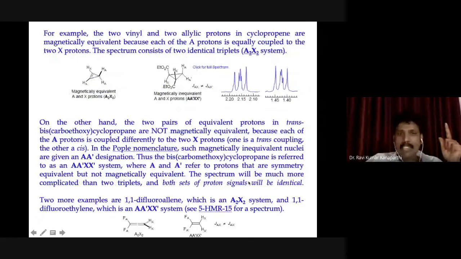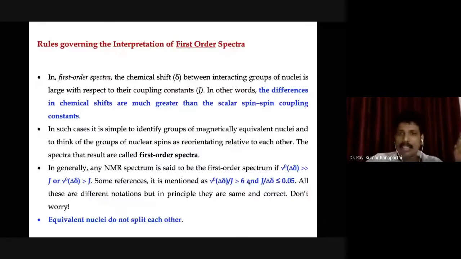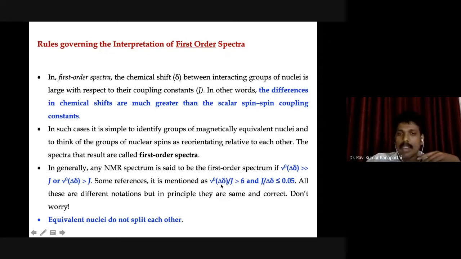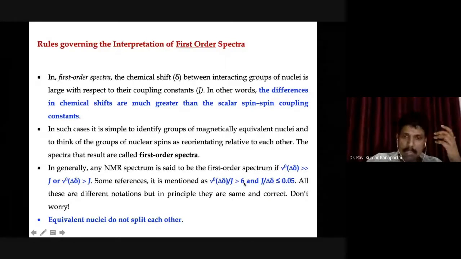Essentially, this is nothing but what I said in words, expressed as quantitative numbers. If the difference is quite large, obviously the ratio will be quite large. And if J is less, then again the ratio will be greater than 6. So the numerator has to be as high as possible, and J has to be as small as possible. Only then will the ratio be much larger than 6.